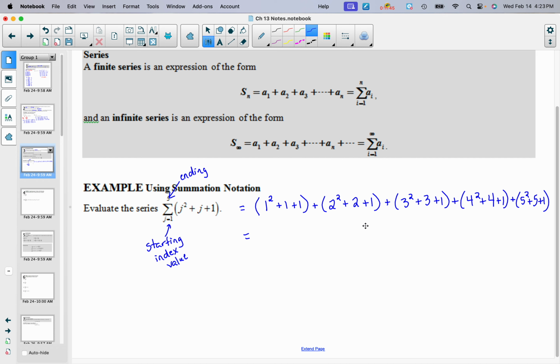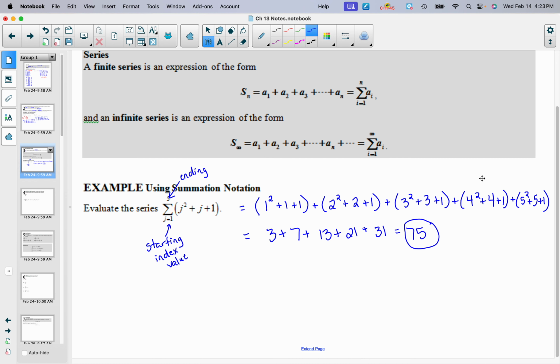When I add these up, I get 3 plus 7, the next partial sum, plus 13 plus 21 plus, and the last one's 31. If I add these all up, I get 75. So that would be my answer.